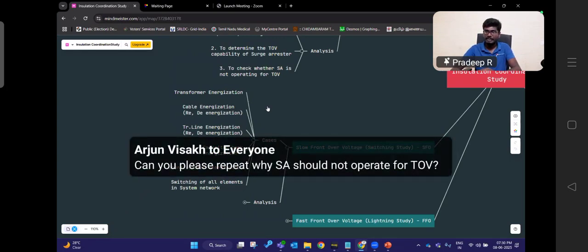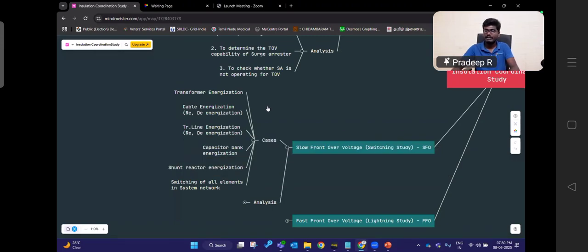Whatever equipment switching happens in our power system, all those events come under this slow front overvoltage study. Whatever equipment you are switching in our power network or any power plant, all the switching events come under this SFO. Clear? In these cases, it will differ from plant to plant.